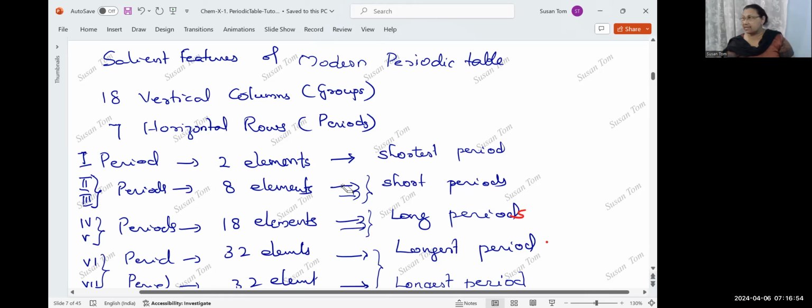You may be asked questions: name the elements in period 2. Can anyone say the elements in period 2 without seeing? Lithium, beryllium, boron, carbon, nitrogen, oxygen, fluorine, neon. Correct. Period 2 is that. You should learn that.